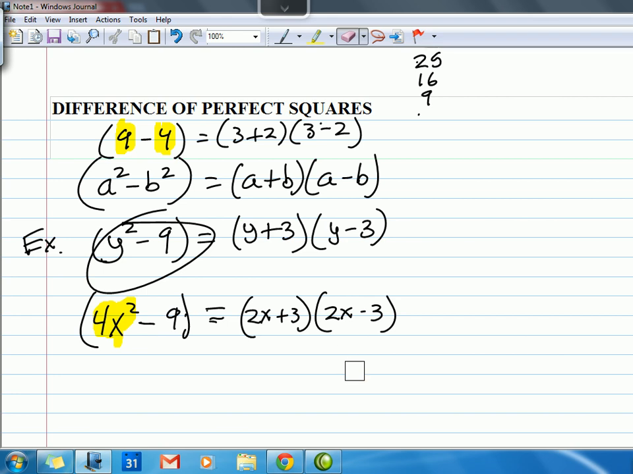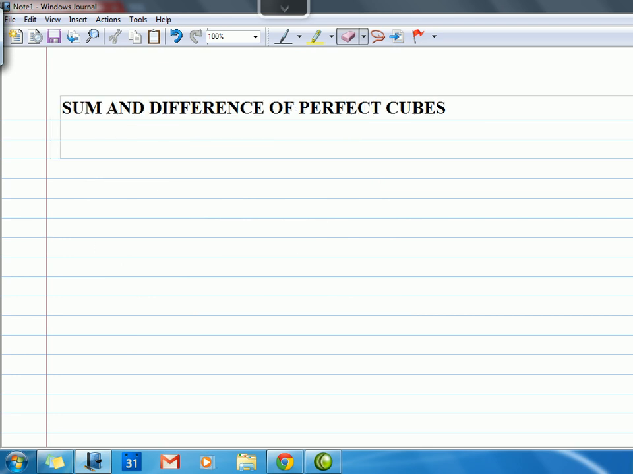Difference of perfect squares is actually the easier one to do because no work is necessary. You just recognize the perfect square and you just do what you need to do. Next one. The derivation of difference of perfect squares is the sum and difference of perfect cubes.